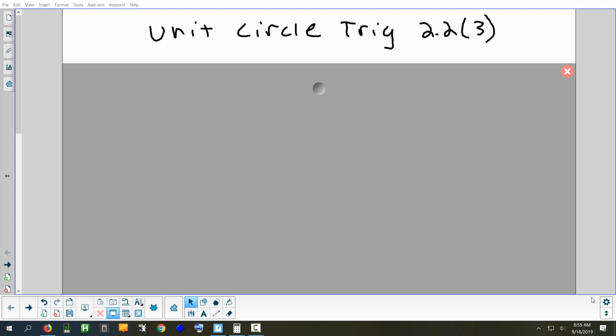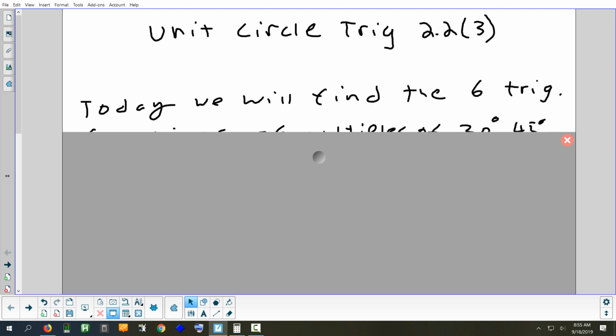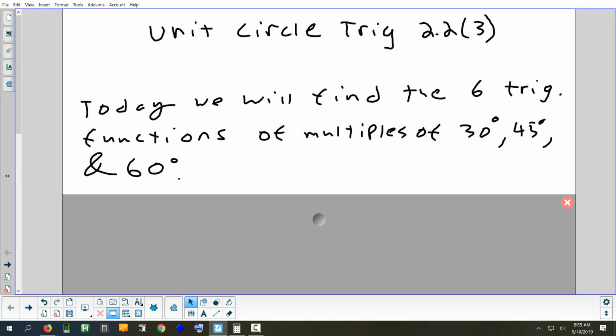So let's take a look at the last part of section 2.2. Remember, the whole goal of unit circle trig is to figure out a coordinate. We've done the coordinates for 30, 45, and 60. Now what we're going to look at is what happens if we have multiples of those angles, meaning those angles are now in other quadrants.